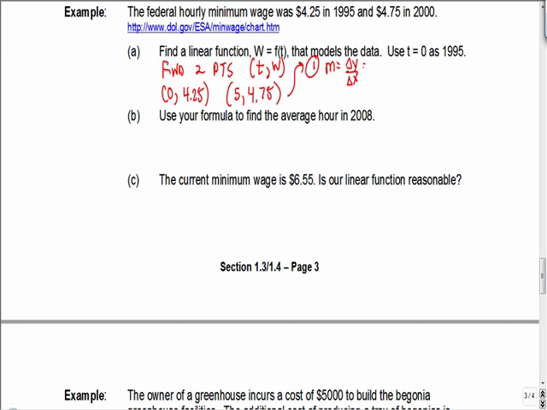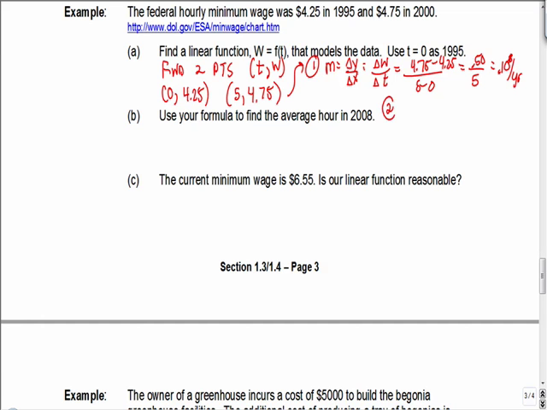So now to find the equation, again I compute the slope, change in y over change in x, but instead of y this time I have w, so change in the wage over change in the time, because I have time instead of x. So if I do the math out, 4.75 minus 4.25 over 5 minus 0 gives me 0.50 over 5, or 0.10. And the units there would be dollars per year. So on average, the minimum wage went up by 10 cents per year.